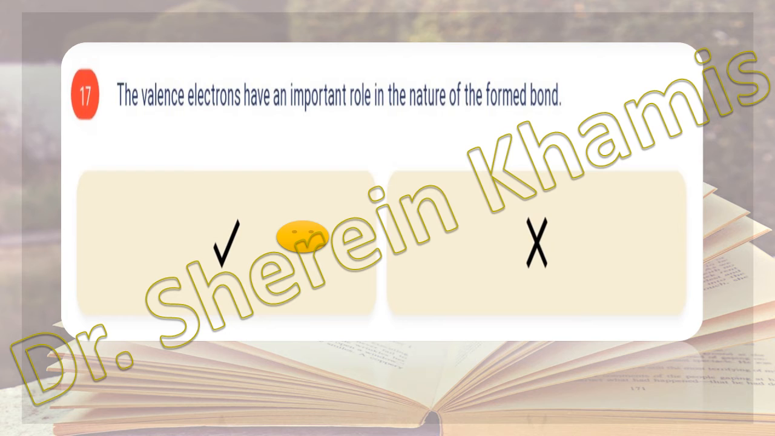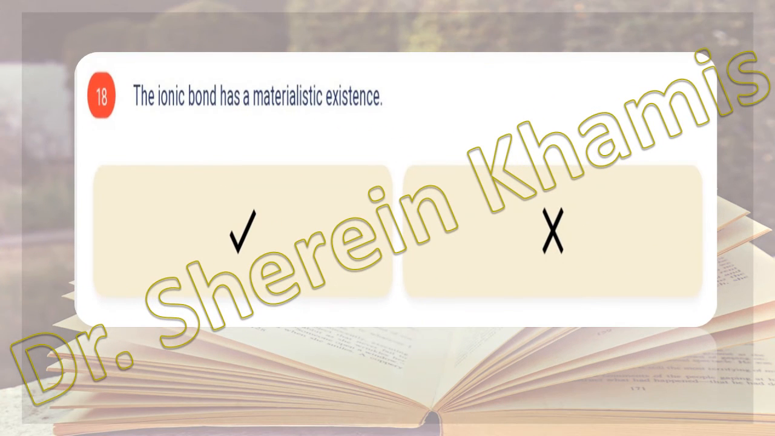Yes, they give the nature of the formed bond on the atom of the element. Okay, let's go to question 18. Question 18 says that the ionic bond has a materialistic existence. Okay, do you think that is true?